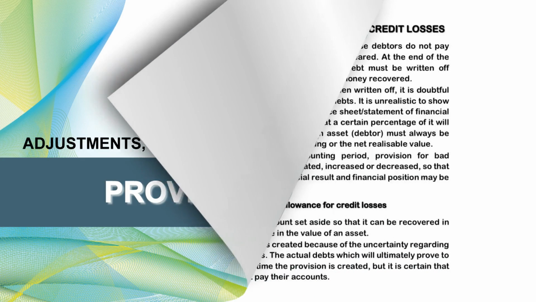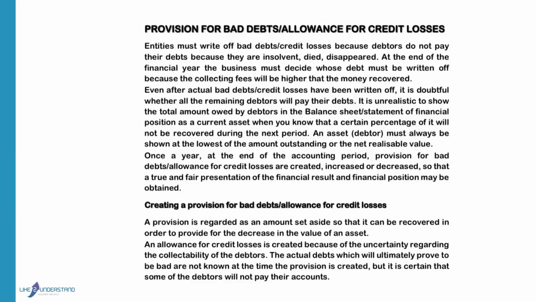Good morning. We will pay attention to provision for bad debts or allowance for credit losses today. Entities must write off bad debts because debtors do not pay their debts as a result of insolvency or they died or disappeared. So if you are 100% sure that you are not going to get the money, then you will write off the bad debts at the end of the financial year so that you don't show your debtors as an asset at a higher amount than you know you will be able to recover in the future.